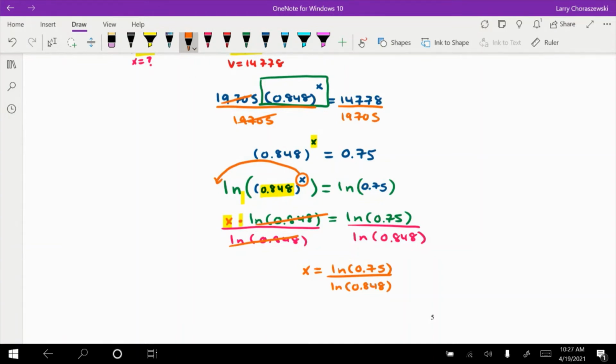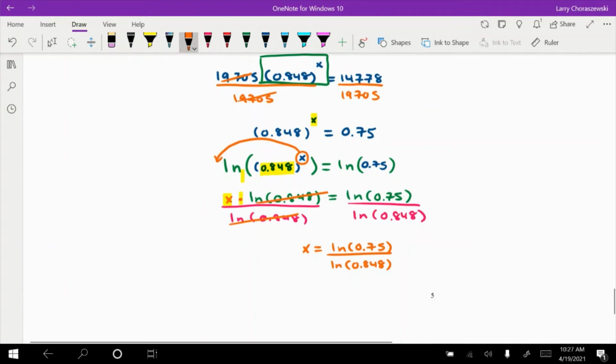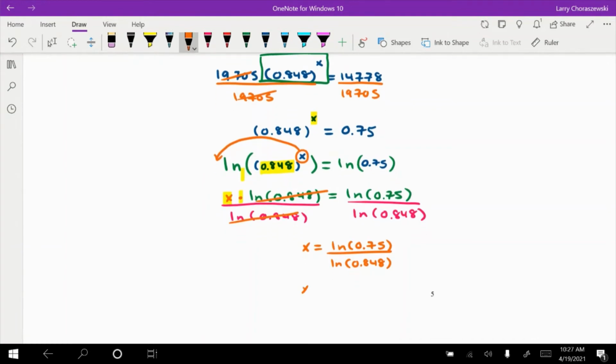All right, so that would be as close to an exact answer as possible. And I say as close because we rounded 0.75. And I think we should probably do another round of rounding again, just to give a more practical answer to the context here. Remember, x represents the number of years. So whatever our approximate value of x is, that's how many years it's going to take in order for the value to depreciate to 14,778. All right, so we can go ahead and type this in.